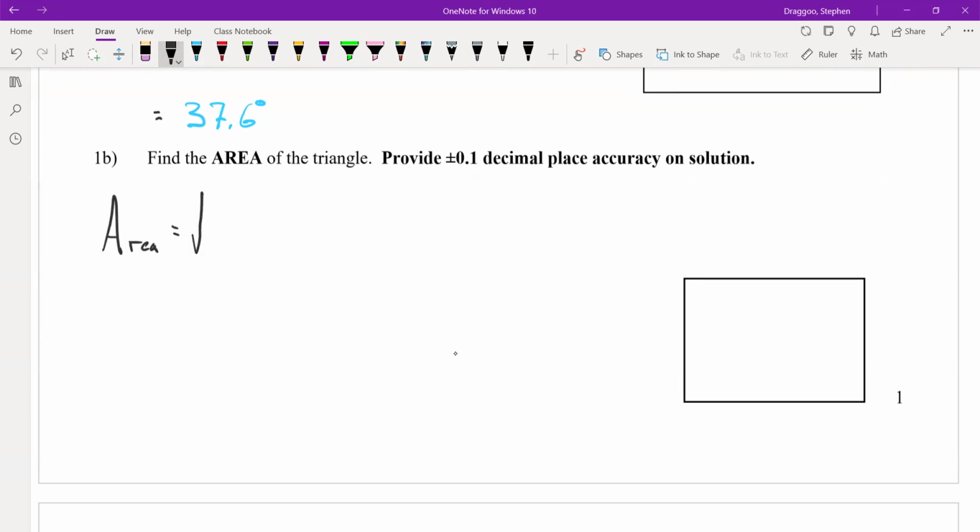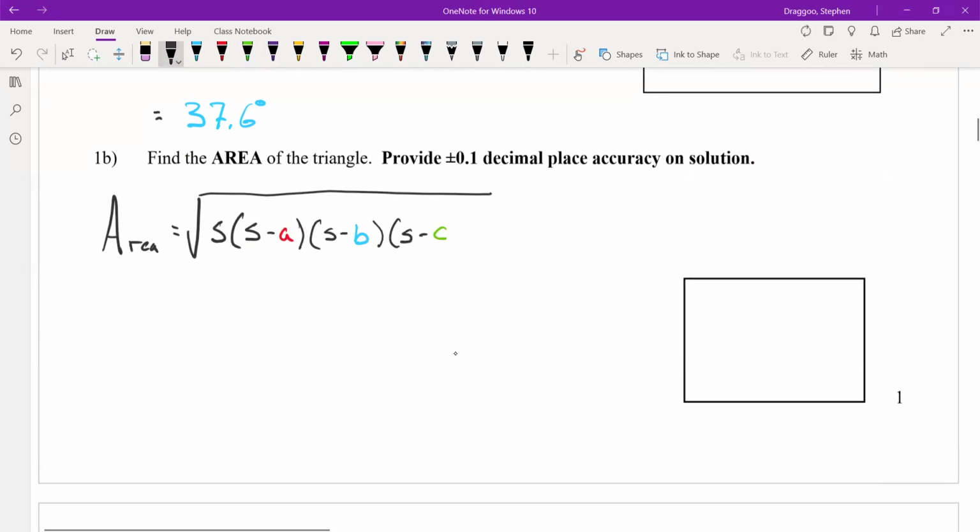It is equal to, let's try again. Pretty long hat on this guy. It'll be the square root of S times S minus A times S minus B times S minus C, where S is the semi-perimeter, or half the perimeter of the triangle. Let's maybe shrink that down a little bit. That step really isn't necessary, but whatever.